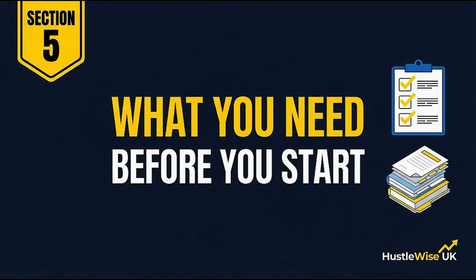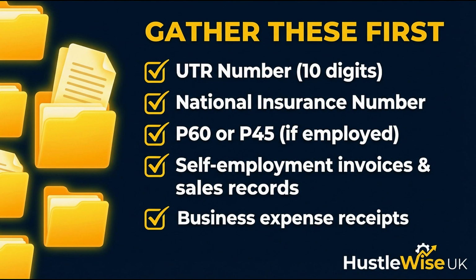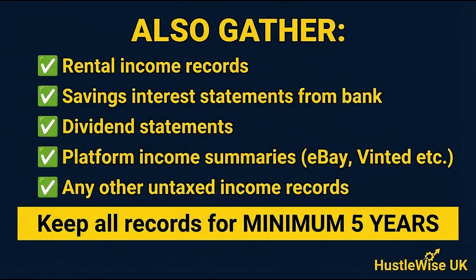You will need information about rental income if you are a landlord: total rent received and allowable expenses. You will need details of savings interest received and dividends received. You will need information about any other untaxed income, including income from digital platforms. Keep all of these records organized throughout the year. You must keep them for a minimum of 5 years after the 31st January deadline.